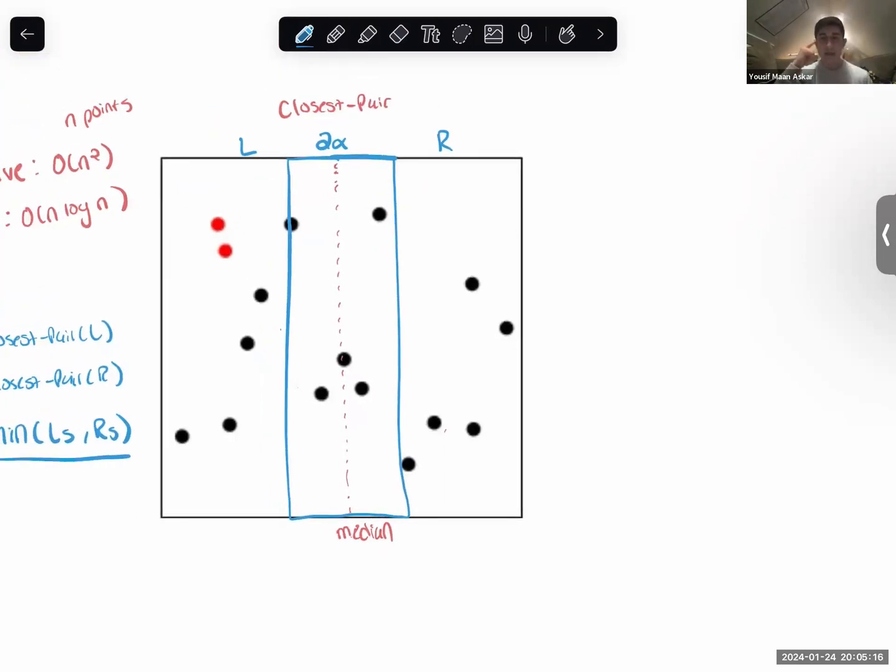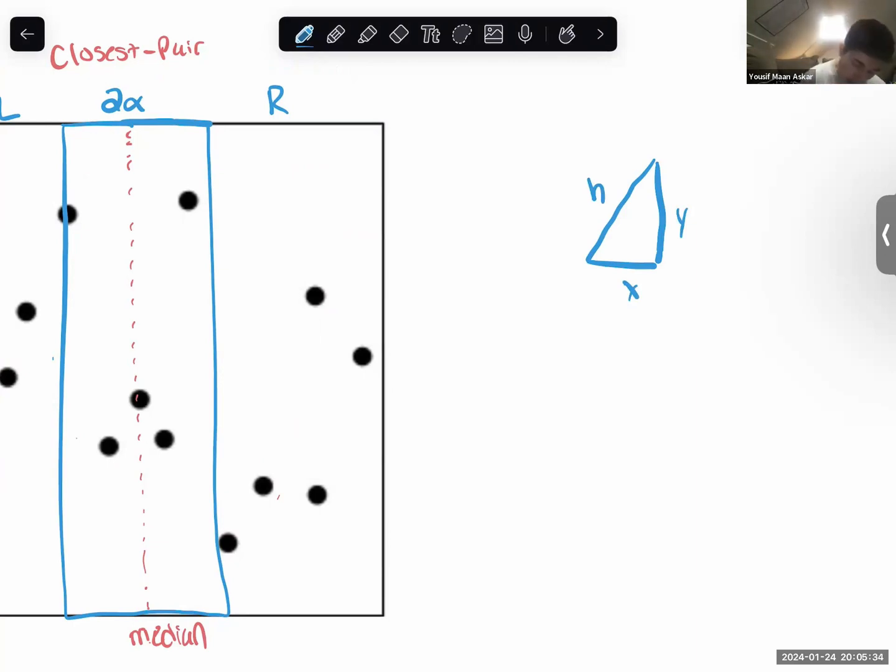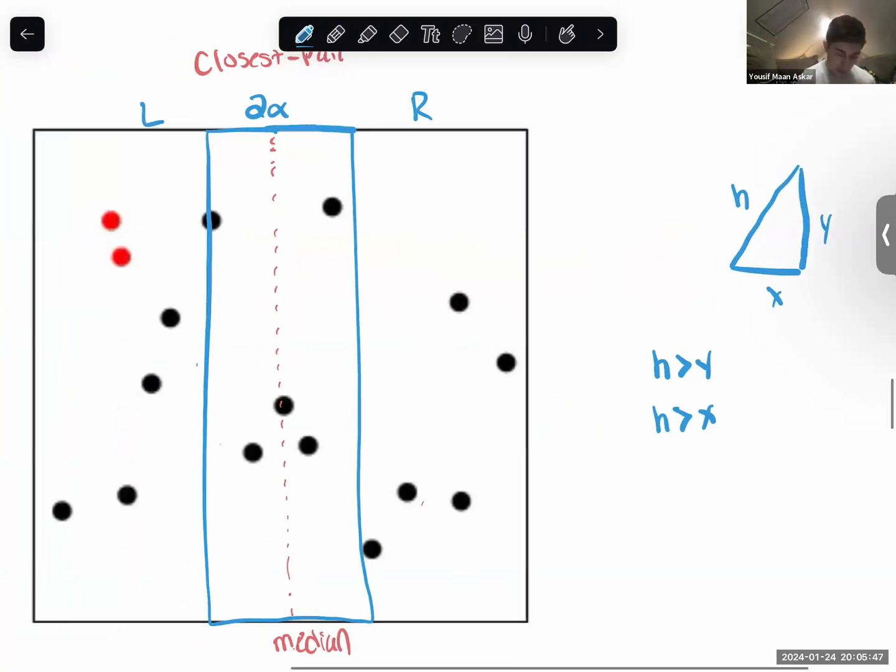Well, let's look at triangles for a second. I know it's a weird thing to say, but let's look at triangles for a second. When we have a right triangle, this is X, Y, and H. I say X, Y, and H on purpose. We know with any right triangle that our hypotenuse is greater than both sides in terms of length. So our hypotenuse is always greater than both sides.